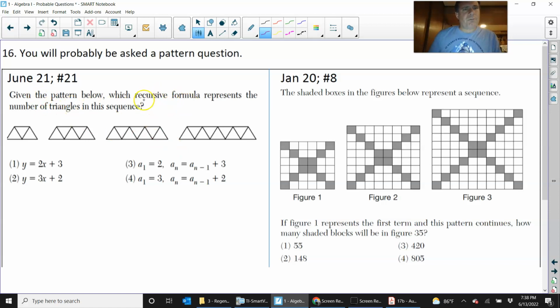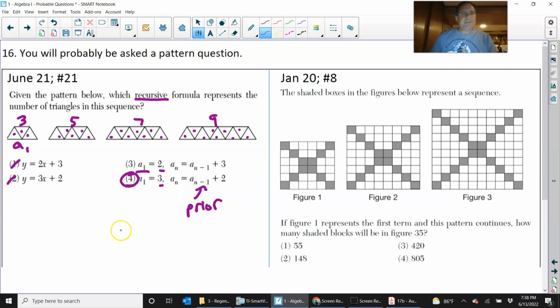All right. Given the pattern below, which recursive formula. Here we go. So this is 3. I'm counting the triangles: 1, 2, 3, 4, 5. This is 1, 2, 3, 4, 5, 6, 7. And this is 9. Okay, so you see this a sub 1? Does it start with a 2 or a 3? 4 is my answer. This right here is always the prior term.